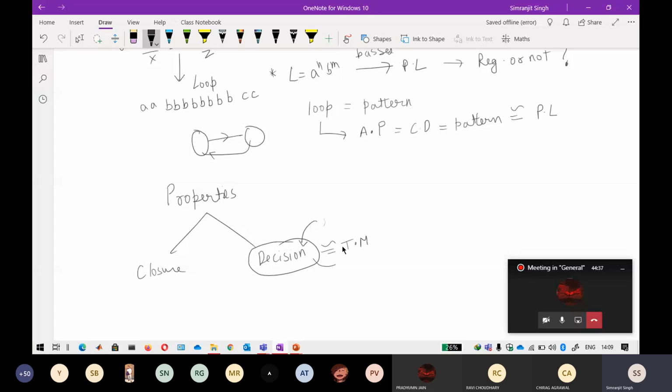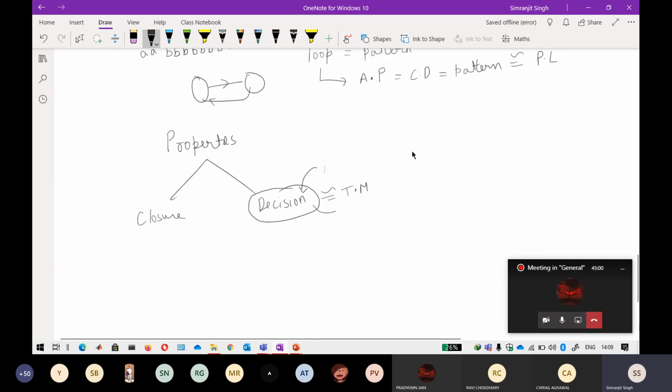What exactly a decision is, I will tell you all about it, don't worry. I will repeat the decision property part when we cover Turing machines. There are some properties that are decidable and some that are not decidable. If you remember, in the tutorial I gave you an example.